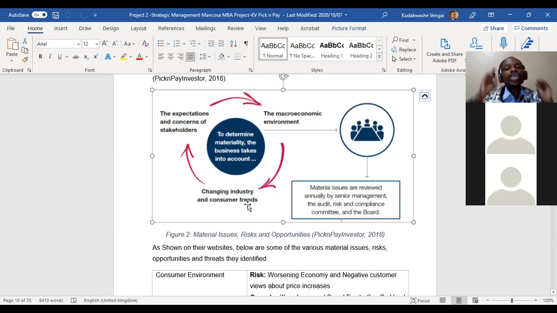Then expectations and concerns of stakeholders. Now, this is a weakness. I don't think this reflects internal environment analysis. So I can now argue that I don't think they have done justice to the internal environment analysis. This is what they need to do. They need to use VRIO, they need to use SWOT, they need to use all the different things that I know about internal environment analysis. Okay, is that much clearer now?